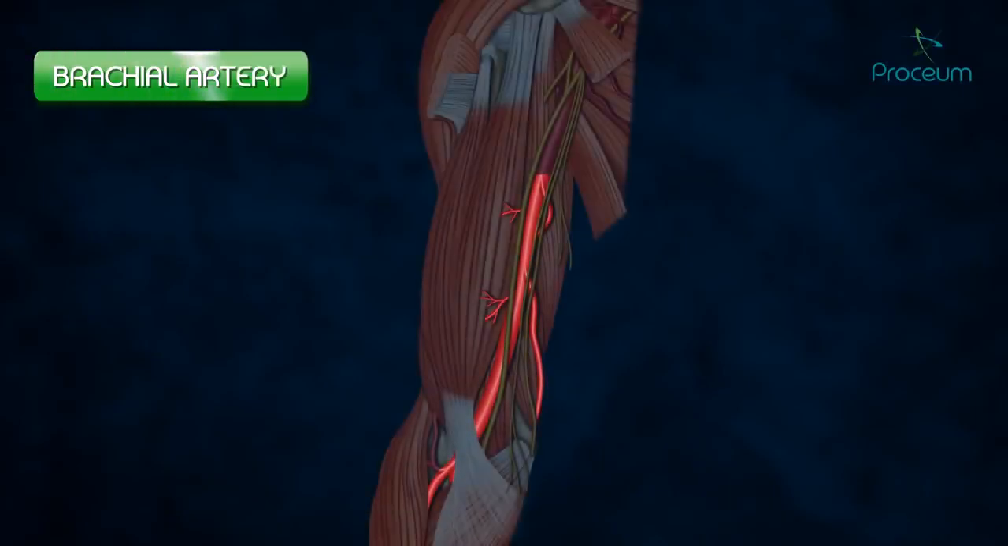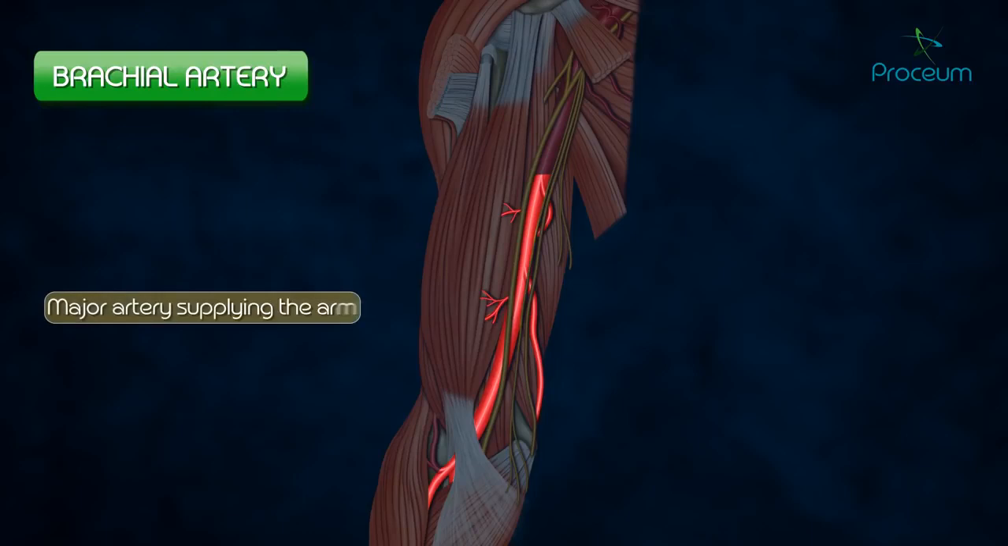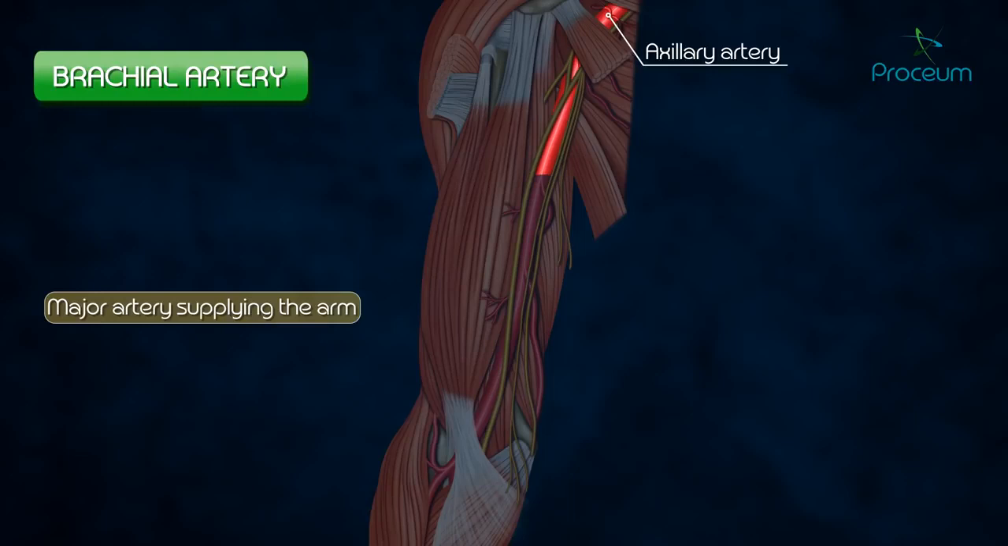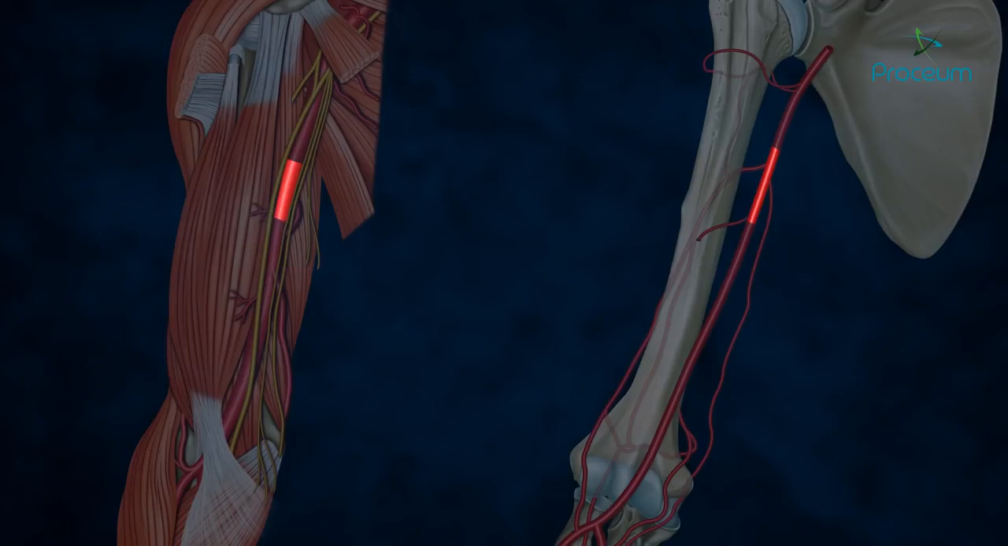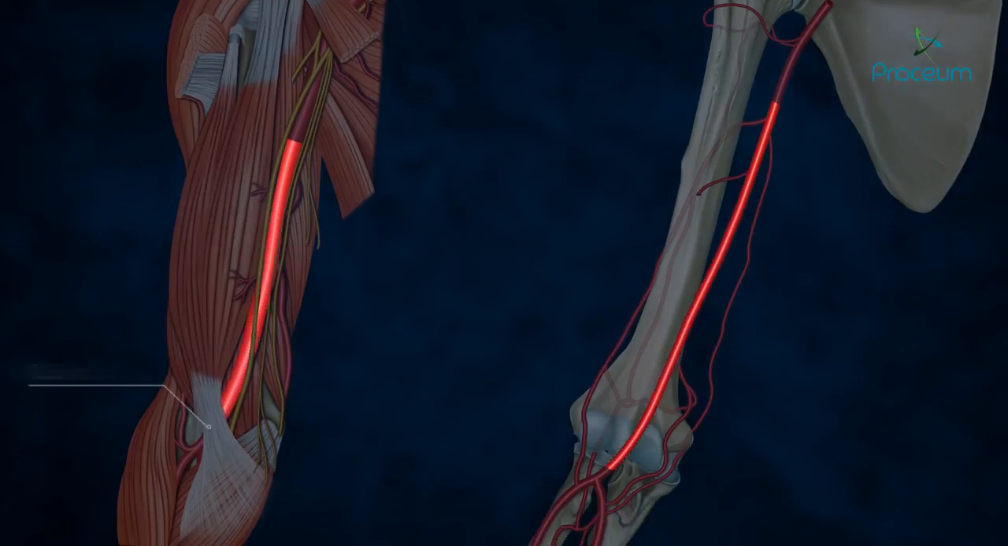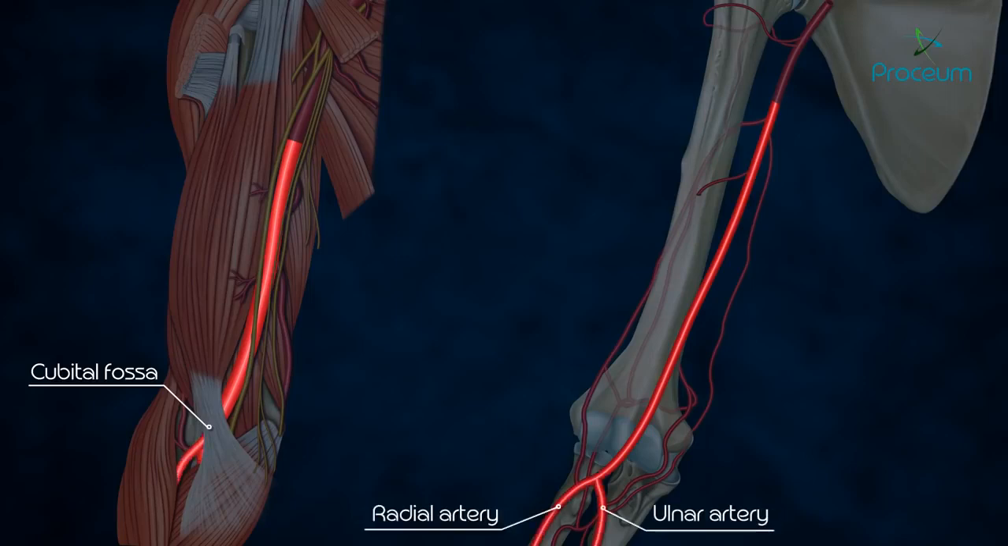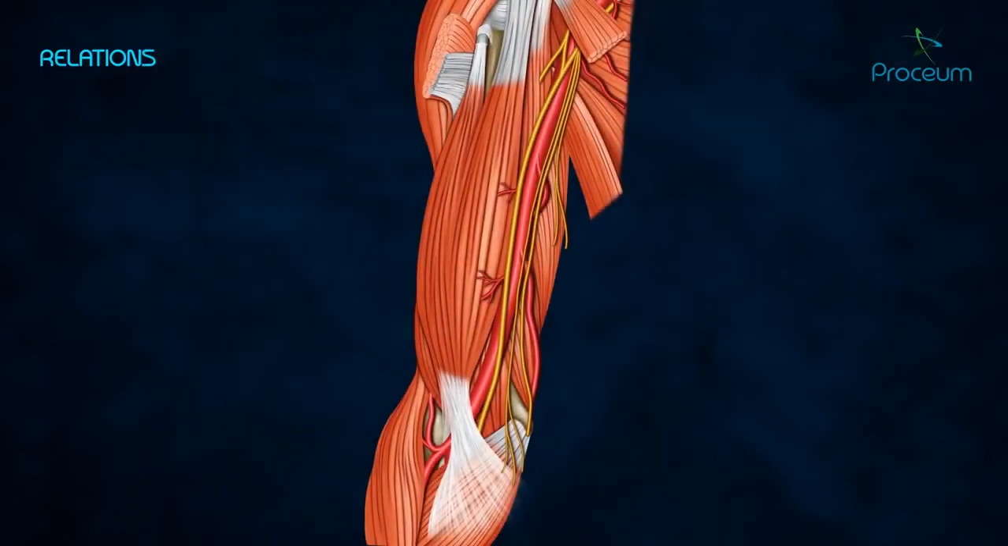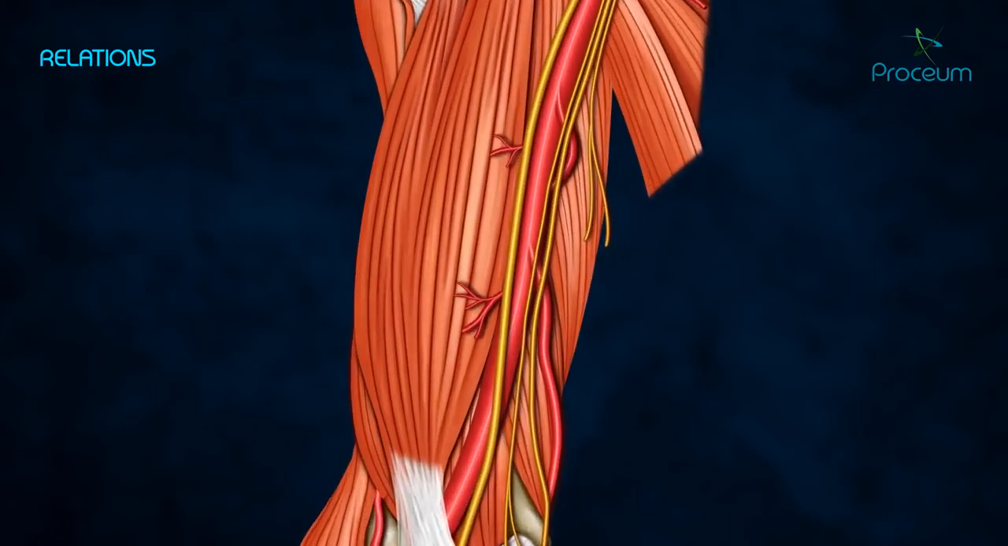Brachial artery. The brachial artery is a major artery supplying the arm and is a continuation of the axillary artery at the inferior border of the teres major muscle. It runs downwards and laterally, crossing the elbow joint. It enters the cubital fossa and terminates by dividing into the radial and ulnar arteries at the level of the neck of the radius. Its relations are as follows.